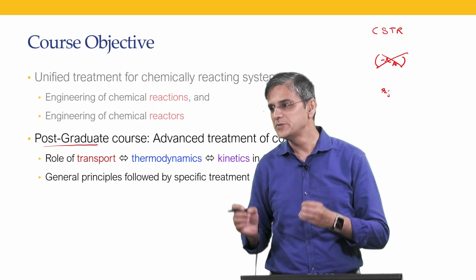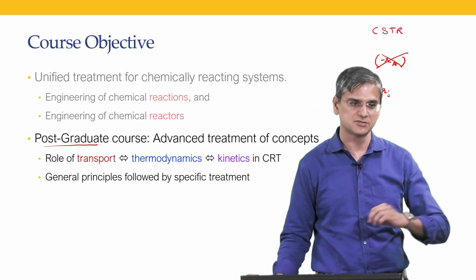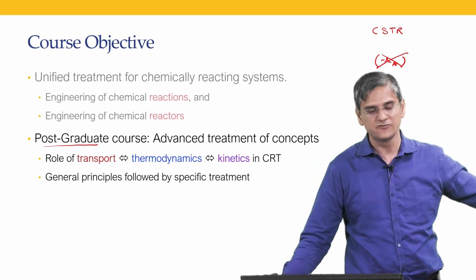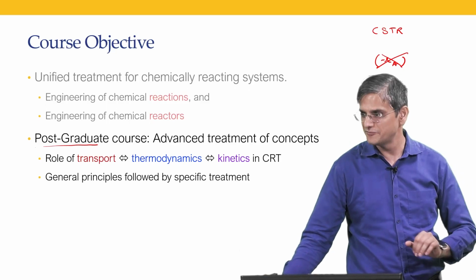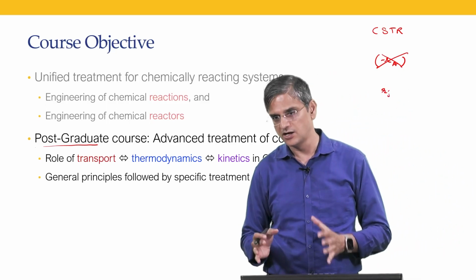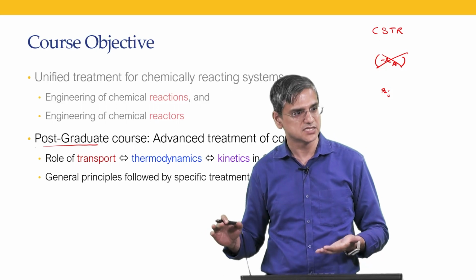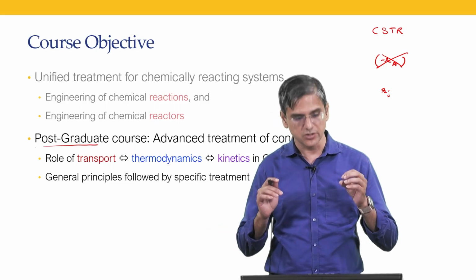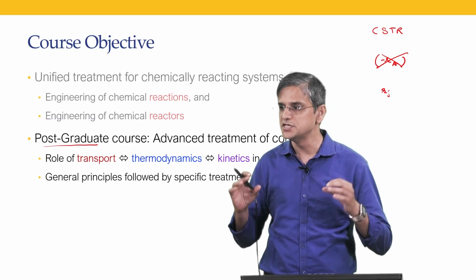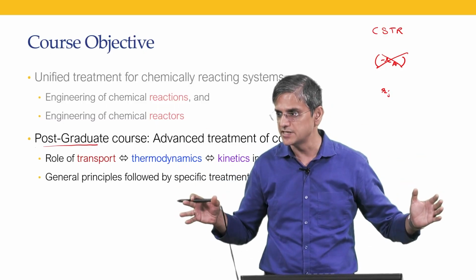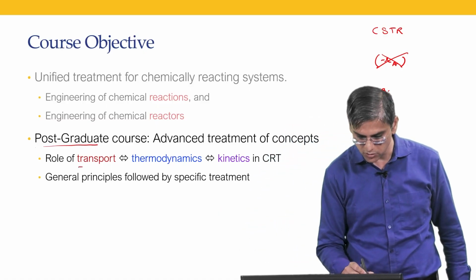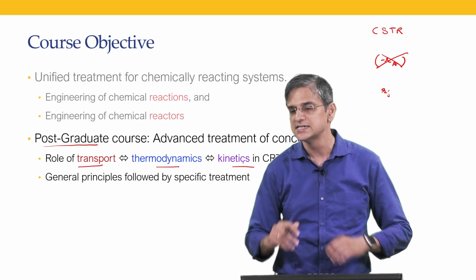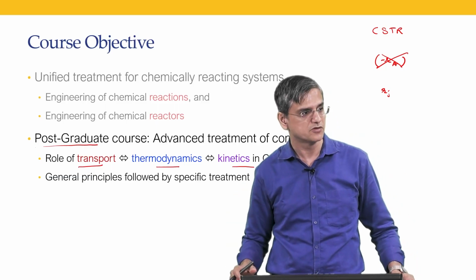Okay. People who are not chemical engineers by their undergraduate background, all of this would have felt like mumbo jumbo to you. Fair enough. Okay. We are going to start at base level. We are going to revisit all of the concepts, but we are going to revisit all the engineering concepts in their entirety. We are going to talk about the role of transport, we are going to talk about thermodynamics, we are going to talk about kinetics, and then we are going to put all of this together.